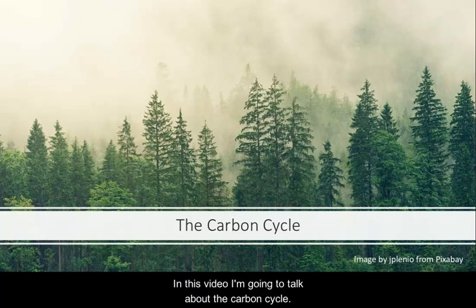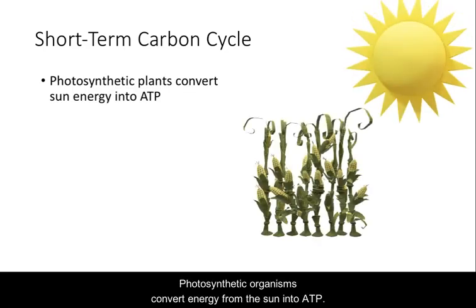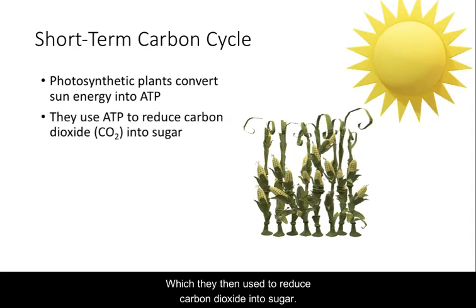In this video, I'm going to talk about the carbon cycle. To grow, organisms require both carbon and energy. Photosynthetic organisms convert energy from the sun into ATP, which they then use to reduce carbon dioxide into sugar.